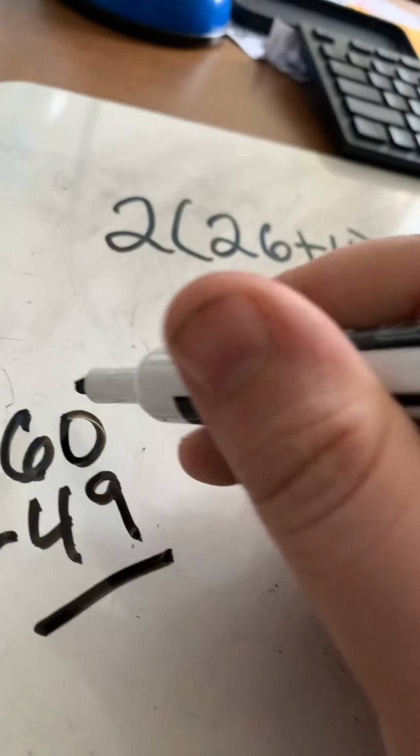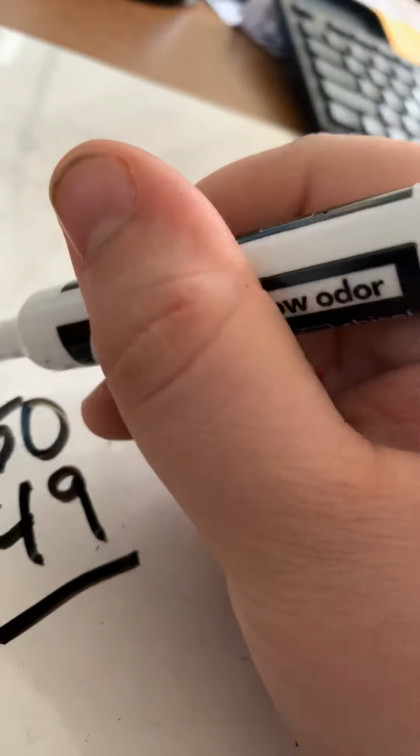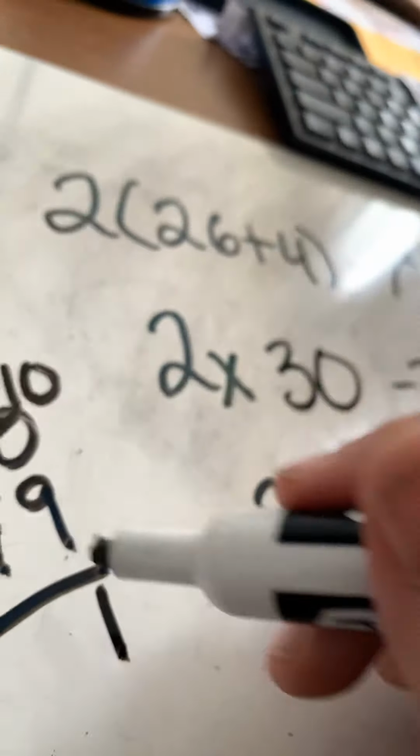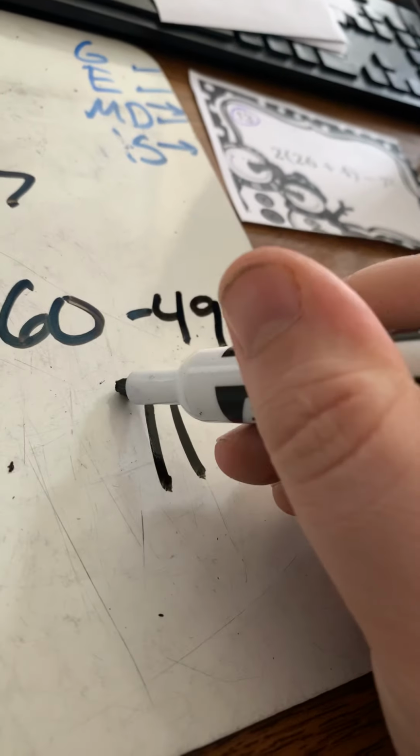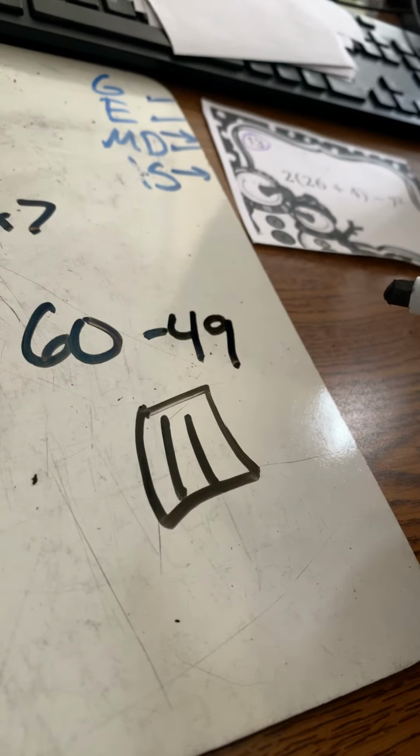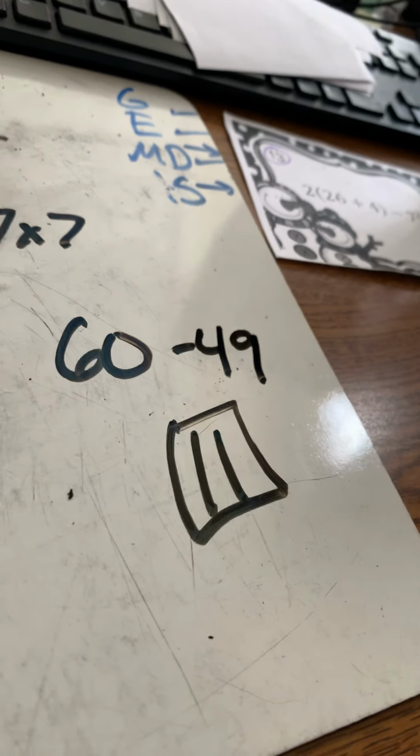Can't take 9 from 0. So we're going to go over and make this a 5. Make this a 10. 10 minus 9 is 1. 5 minus 4 is 1. So all of that equals out to 11. Okay.